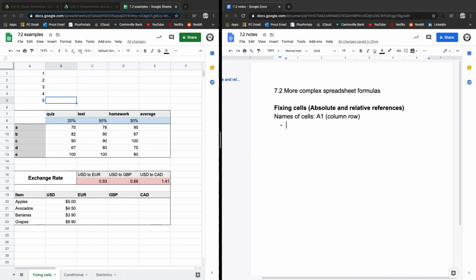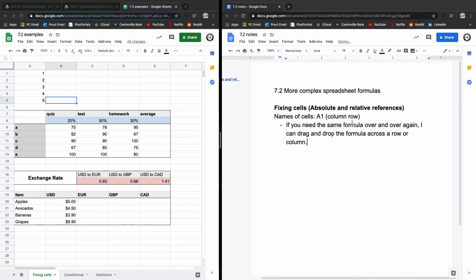And one of the things we like to do a lot of times in spreadsheets is repeat the same formula, right? So if I need the same formula over and over again, I can just drag and drop the formula across a row or a column.